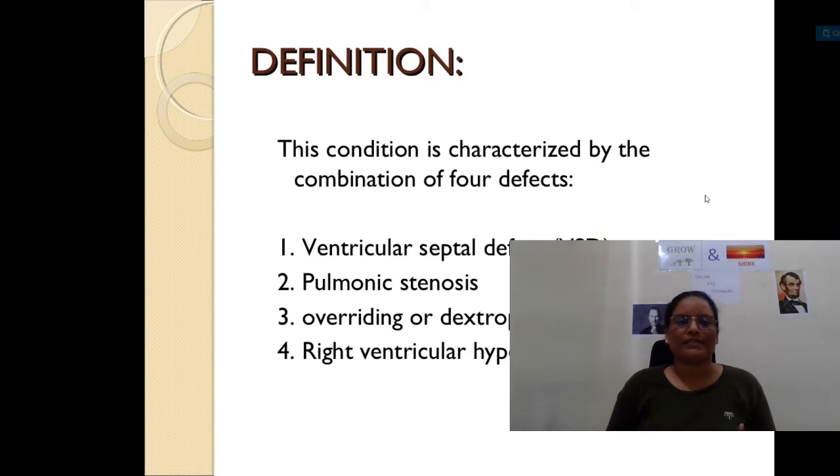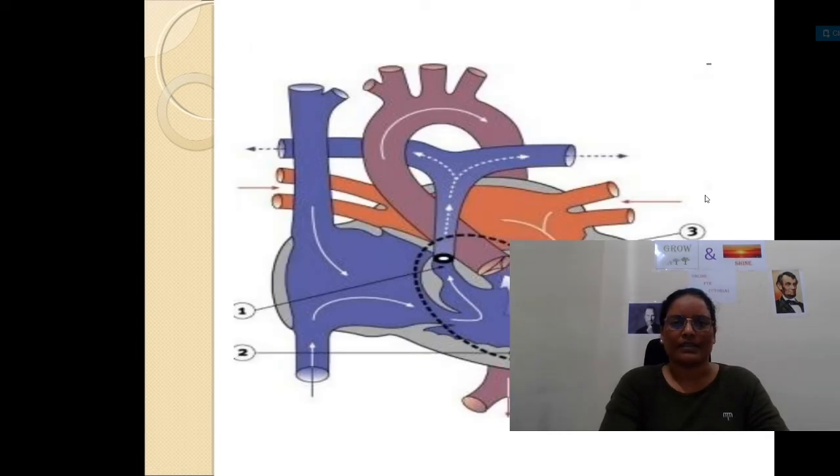The first one is ventricular septal defect, pulmonic stenosis, overriding or dextroposed aorta, and the last one is right ventricular hypertrophy. These 4 conditions are present in tetralogy of Fallot.